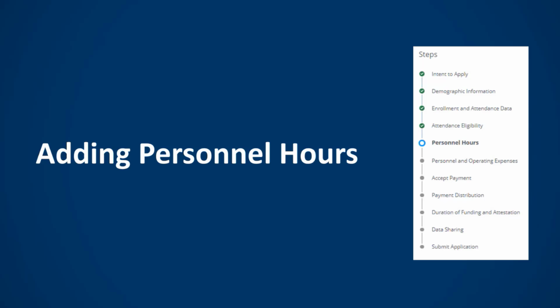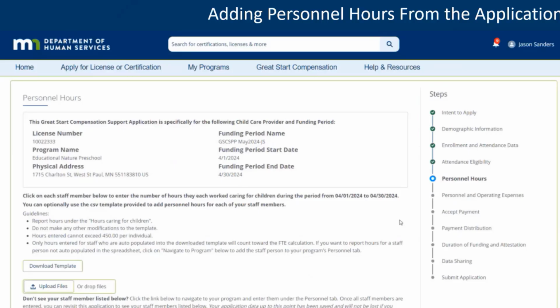Adding personnel hours. Personnel hours are entered to calculate how many full-time equivalent personnel are at the child care program. If you have already entered your personnel list in the Provider Hub in support of licensing or certification, you're all set. You can enter the hours person by person or in bulk format. We will walk you through both ways.